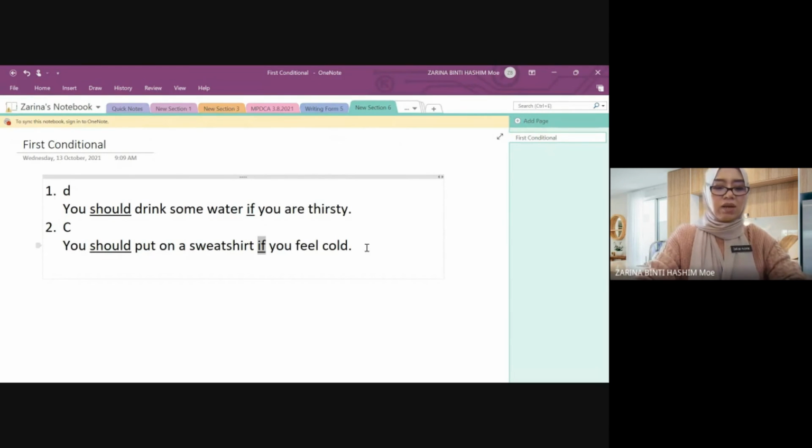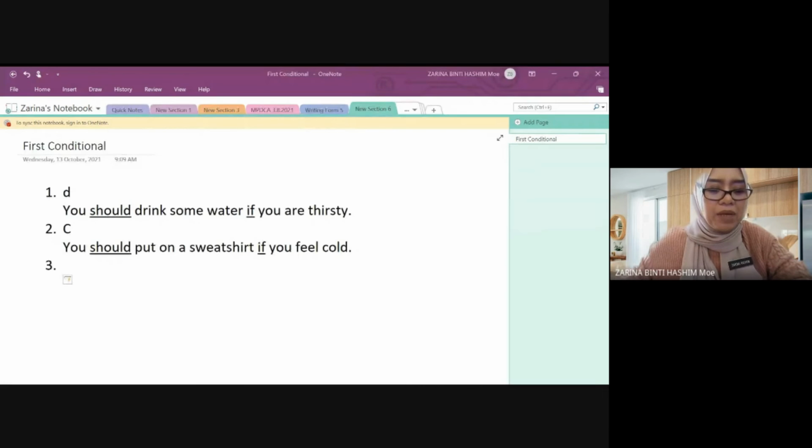Now we go to number three. What is the question for number three? Be hungry. Don't bother about the word be there. The word be means you are, or she is. It can be am, is or are. Be here refers to either am, is or are. If you are hungry, what should you do? If you are hungry, you should eat something, right? So eat something nutritious. Now, three is B.